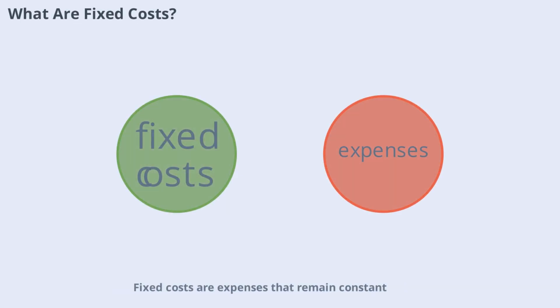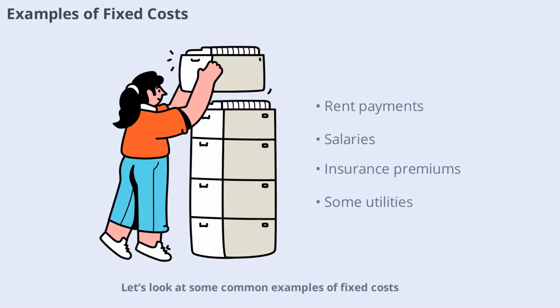Fixed costs are expenses that remain constant, no matter how much you produce or sell. Think of things like rent, salaries for permanent staff, or insurance payments. These costs don't change with your level of output. Whether you make one product or 1,000, you still pay the same amount. Understanding fixed costs helps you plan for the long term and ensures you can cover your basic expenses, even if sales fluctuate. Let's look at some common examples of fixed costs.